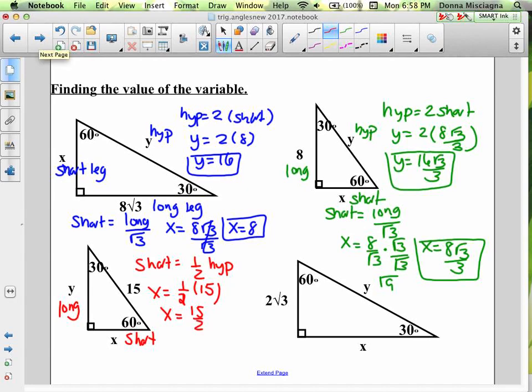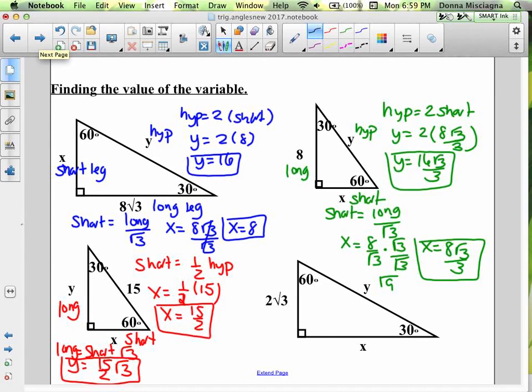The long is the short times the square root of 3. Oops, I can't fit it there. So long equals short times square root of 3. That means the long y is equal to 15 halves times the square root of 3. And that's it. We're done with that one. Put that one in your notes. It's pretty easy if you have the hypotenuse. Just go find the short leg and then multiply whatever the short leg is times the square root of 3. This is the easiest of all.